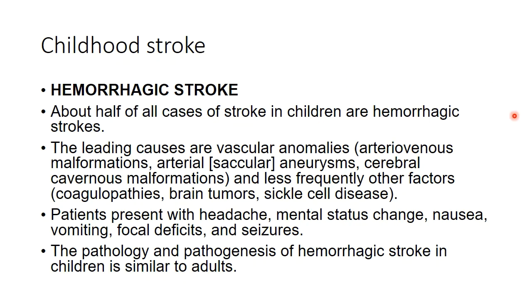Now, childhood strokes can also be hemorrhagic. About half of the strokes in children are hemorrhagic, and the anomalies that have already been discussed in adults include saccular aneurysms, arteriovenous malformations, cerebral cavernous malformations, coagulopathies, brain tumors, and sickle cell disease. Patients present with headache, altered mental status, nausea, vomiting, focal deficits, and seizures. The pathogenesis and pathology is quite similar to that seen in adults.